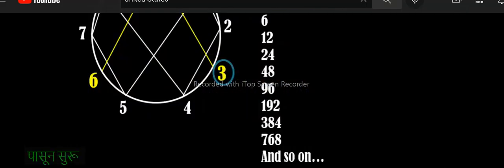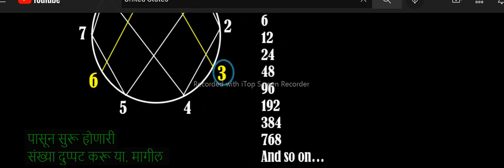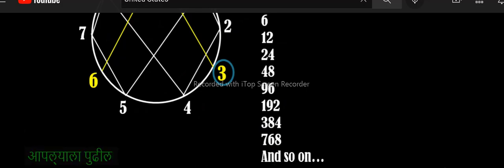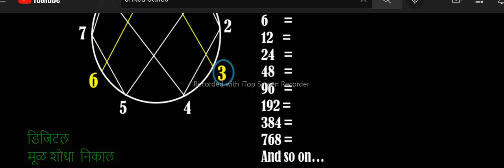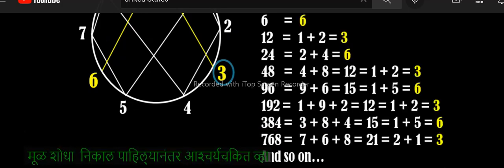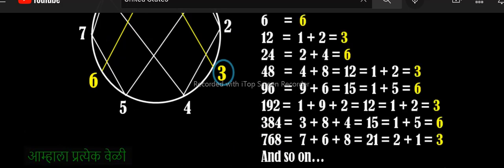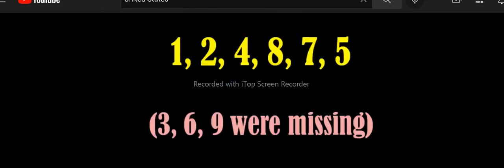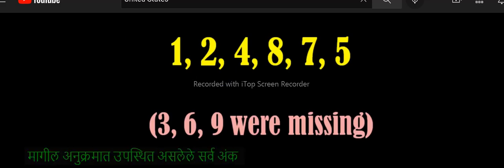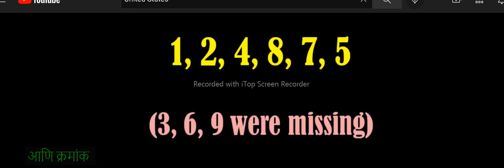Let's double the numbers starting from number 3. On doubling the previous number, we get the next number. Now find the digital roots of the numbers. You will be surprised after seeing the results. We will get only two numbers, 3 and 6, every time. Notice all the numbers that were present in the previous sequence are absent this time, and numbers 3 and 6 were completely absent in the previous sequences.